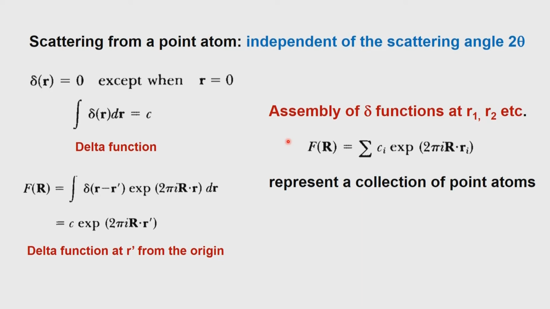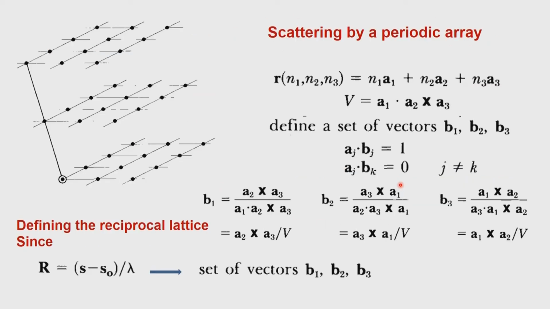For practical purposes, to get the evaluation of the structure factor, this therefore is a good and convenient method. So we say that there is a collection of point atoms. But what is the reality? The reality is the following. The reality is that there is a scattering coming from a periodic array.